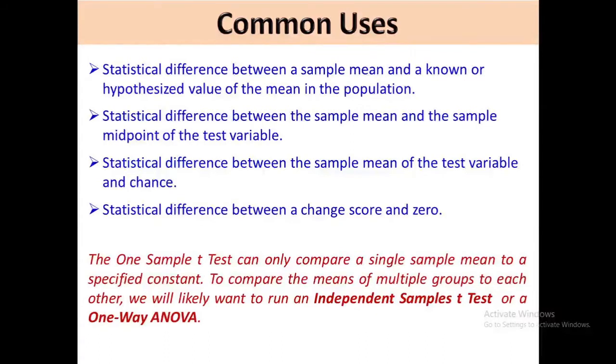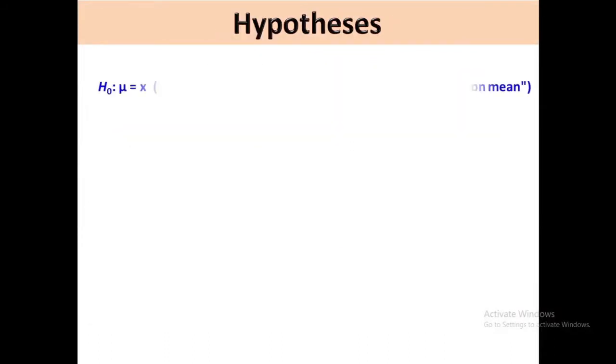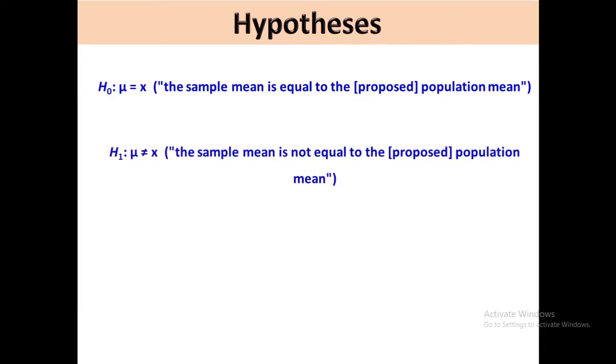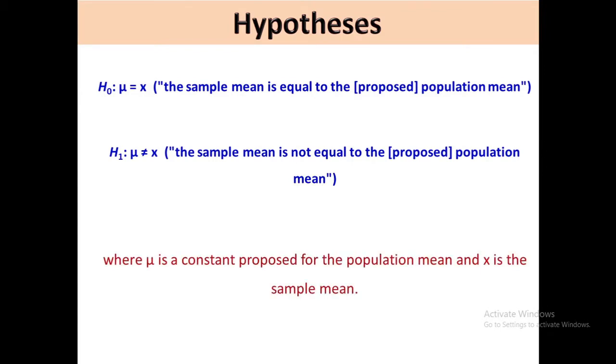Hypothesis. The null hypothesis and alternate hypothesis of the one sample t-test can be expressed as null hypothesis mu equal to x, or the sample mean is equal to the proposed or population mean, whereas the alternative hypothesis can be defined as mu is not equal to x, or the sample mean is not equal to the proposed or population mean, where mu is a constant proposed for the population mean and x is the sample mean.